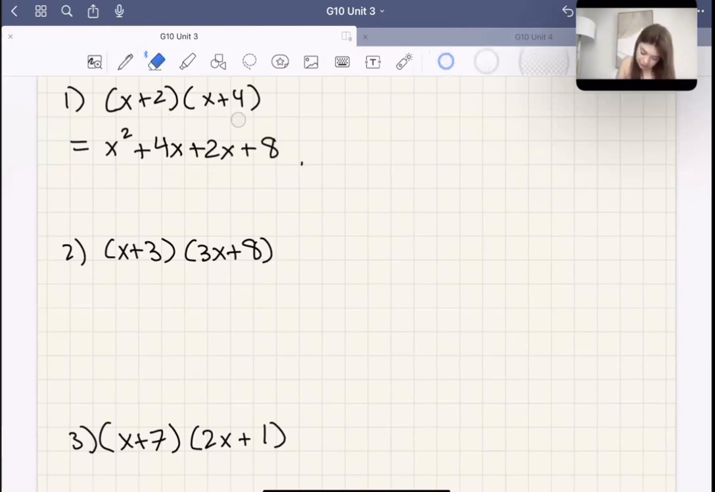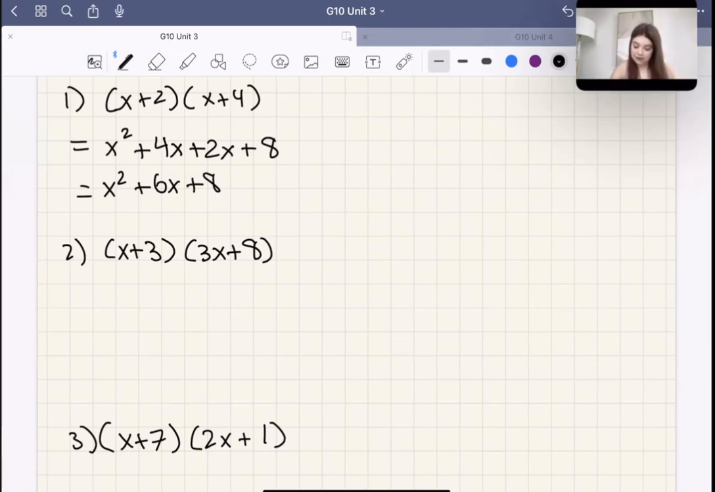So there we go. Now we're going to just collect like terms. The only like terms we have are the 4x and the 2x, and 4x plus 2x is 6x. And so this is our final answer. Basically, we use the FOIL method to expand this from factored form to standard form. We'll get into that more later. But for now, just know that when we expand something, we end up with standard form.